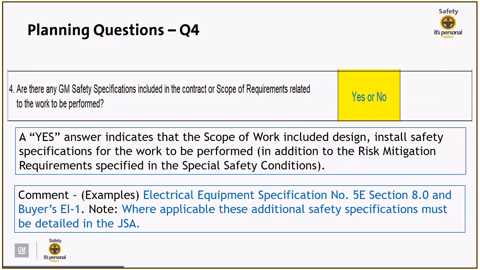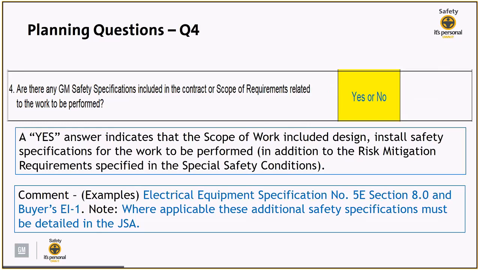Keep in mind, this is in addition to whatever the risk mitigation requirements are specified in the special safety conditions. So if the seller did answer yes, you would expect to see the name of the other contractual requirement that they have to abide by. For instance, I know we have some document called Electrical Equipment Specification number 5E, section 8.0. Then we also have a document called Buyer's EL1, right?